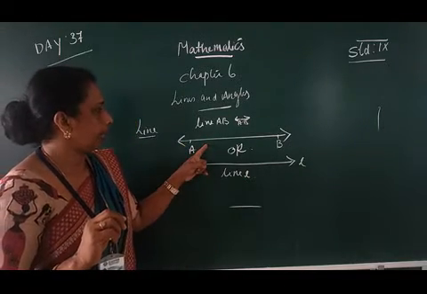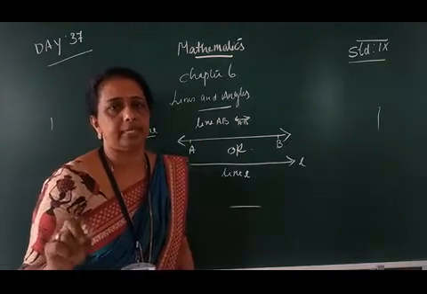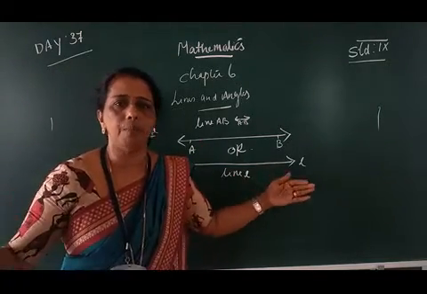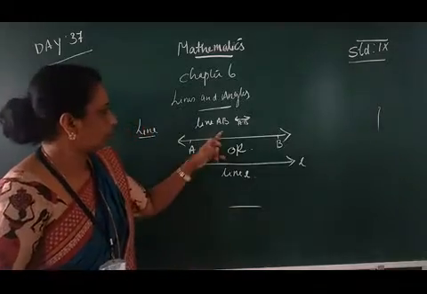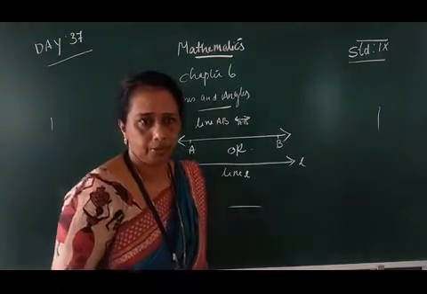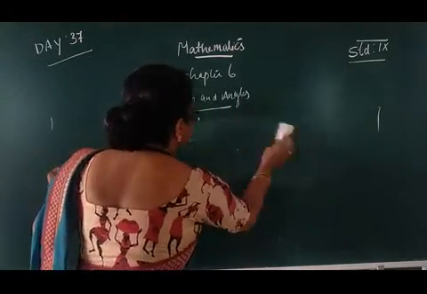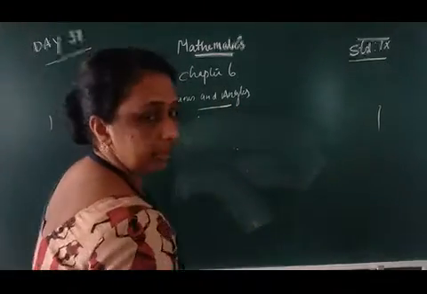This is line AB. A line has no end points. It extends infinitely on both sides. These two ways we can represent a line. Okay. Next one is line segment.